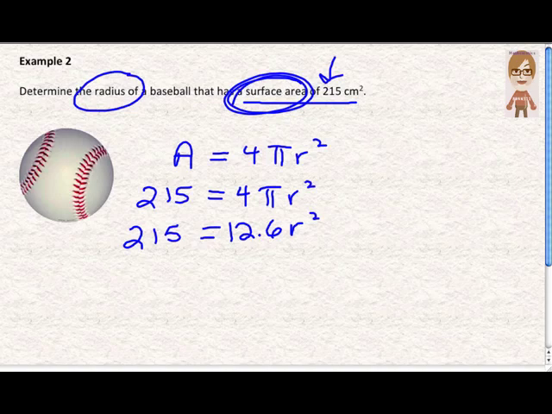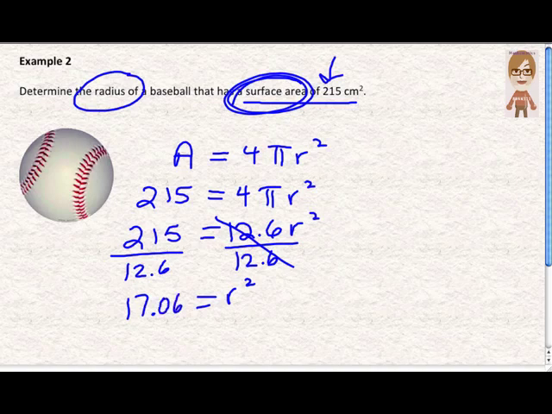Now, a way to move the 12.6 to the left side of the equation would be to divide both sides by 12.6, which we do when we solve equations. We're trying to isolate the r. So these will cancel out on the right. R squared, 215 divided by 12.6 is 17.06. And once you know that, you're pretty close to the final answer. This is r squared, though. R squared is 17.06, not just r.